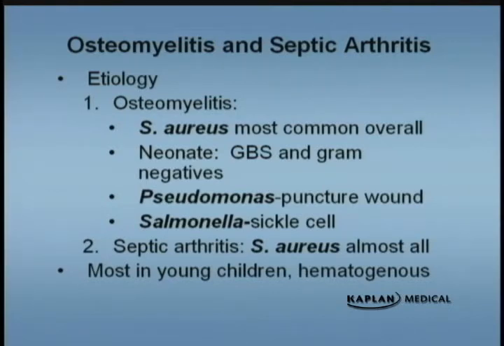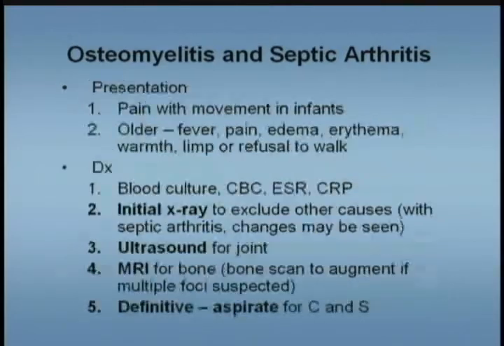In children, osteomyelitis is many times hematogenous spread. With osteomyelitis, they can have pain on movement in the infant. An older child will complain of fever, maybe some pain. Look for the cardinal signs of inflammation. So they'll have pain, redness, swelling, and it'll be hot. And many times they can limp or actually refuse to bear weight. This can happen with either septic arthritis or osteomyelitis.